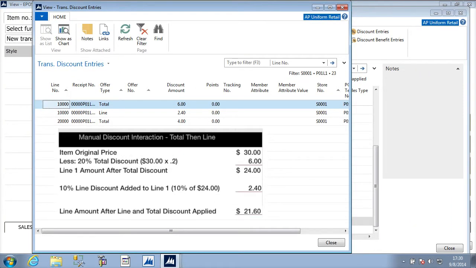If we look at the math of this reverse order, in other words, how the system calculated it when it was posted, we see our $30 original price and a $6 total discount of our 20%, which leaves a balance of $24 on line 1. We then calculate the line discount of 10% so that it equals $2.40 for a net price of $21.60.